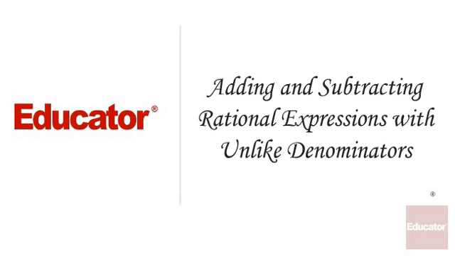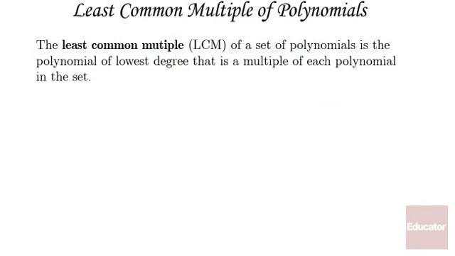In the previous lesson, we talked about adding and subtracting rational expressions with common denominators, and now we're going to go on and talk about when you start out with unlike denominators. And in this lesson, the goal that you need to keep in mind is that we're trying to end up with a common denominator. In order to get there, we're going to start out by reviewing the idea of least common multiples and then applying that idea to polynomials.